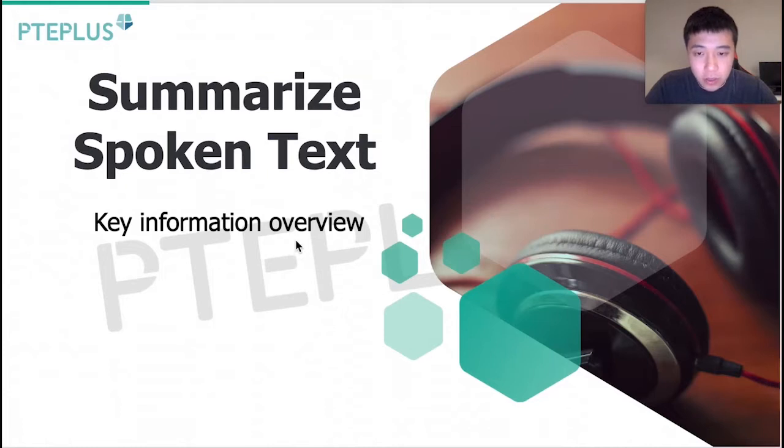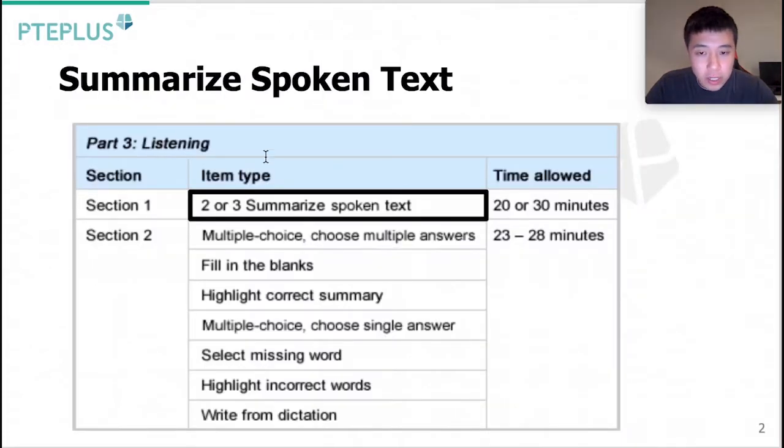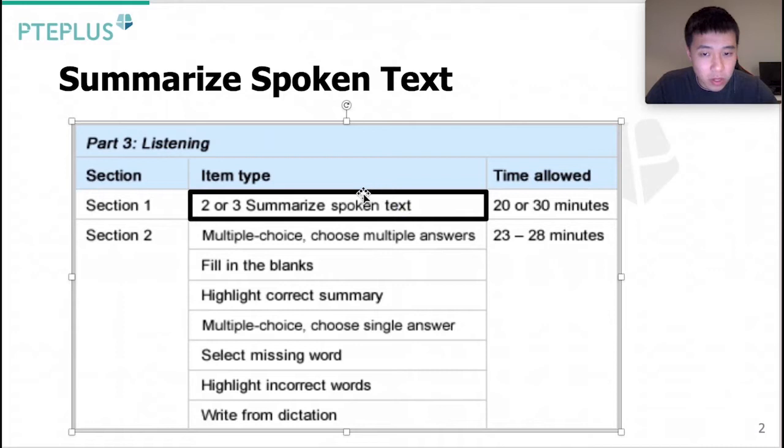In this lecture, we are going to be talking about the key information of summarized spoken text. This question type will appear in the first section of listening, and the first section will be timed separately, meaning each question will be 10 minutes long, regardless how much time you actually spend on each question. So even if you spend less than 10 minutes, you won't have extra time for the next few questions.